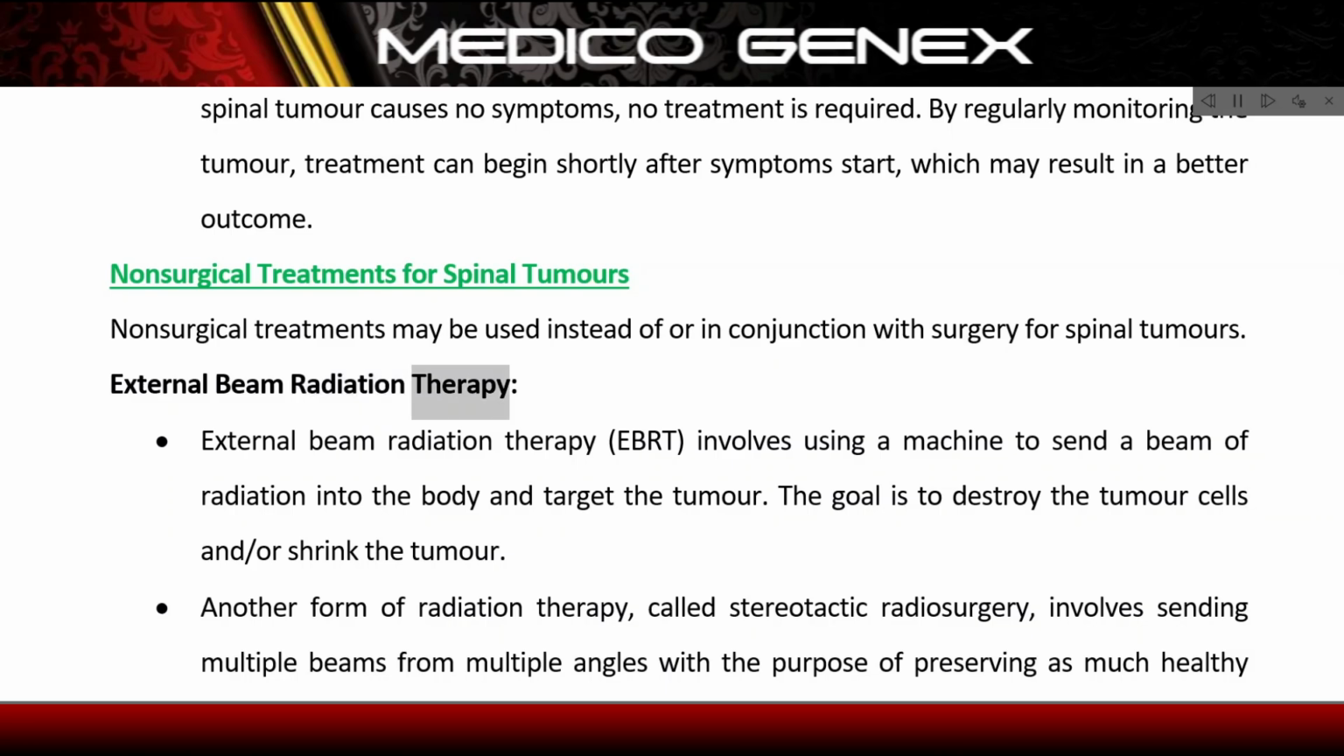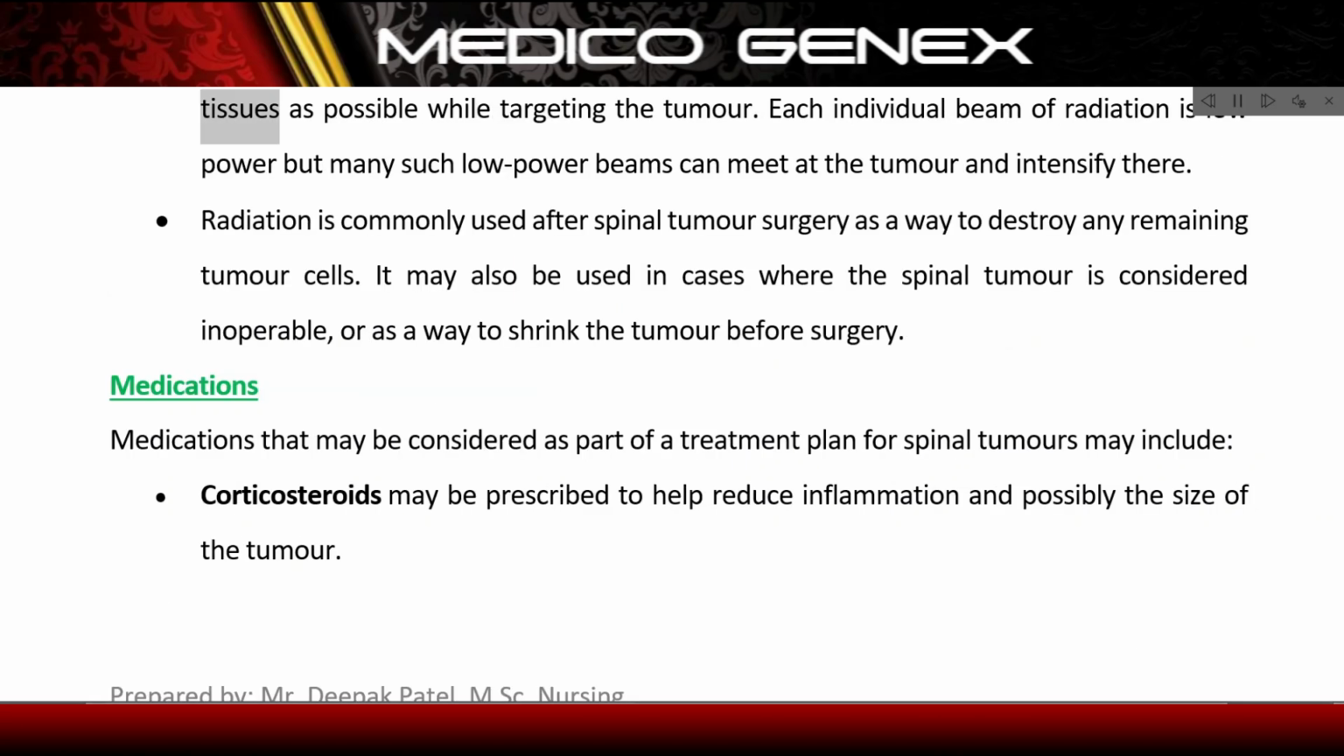External beam radiation therapy. External beam radiation therapy, EBRT, involves using a machine to send a beam of radiation into the body and target the tumor. The goal is to destroy the tumor cells and or shrink the tumor. Another form of radiation therapy, called stereotactic radiosurgery, involves sending multiple beams from multiple angles with the purpose of preserving as much healthy tissue as possible while targeting the tumor.